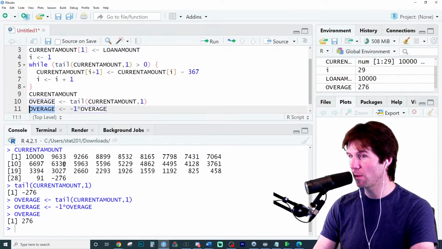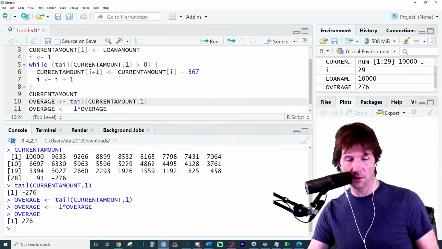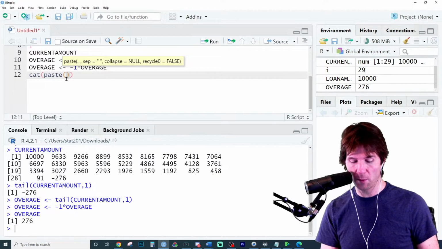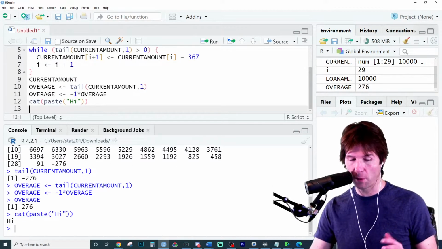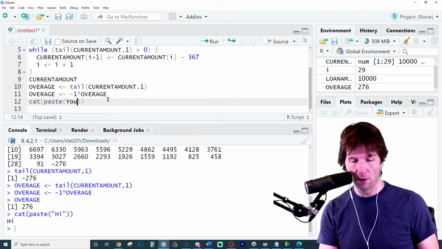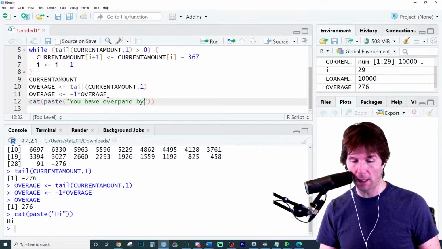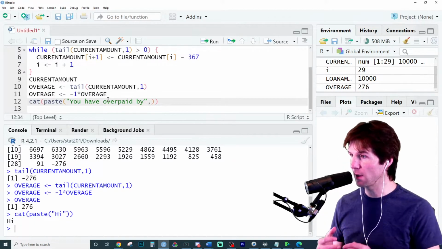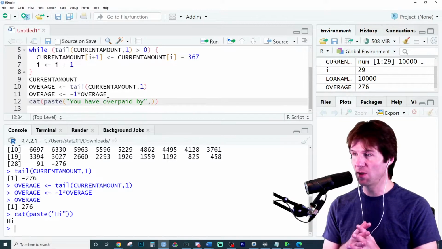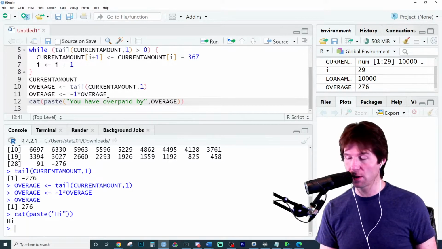So this right here is telling me how much was overpaid at the end of the loan. We can take this and put it into our function and do cat paste. This is going to print whatever I put to the screen right here. We could say, in quotes, you have overpaid by, and then we put a comma, because now we're exiting a string, a phrase, a sentence, and we're going to put the object overage.